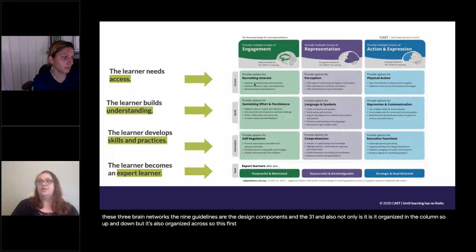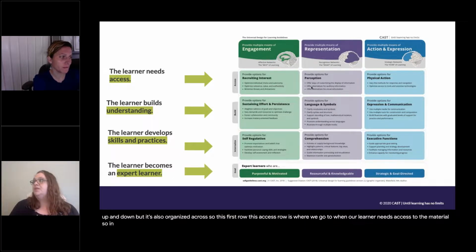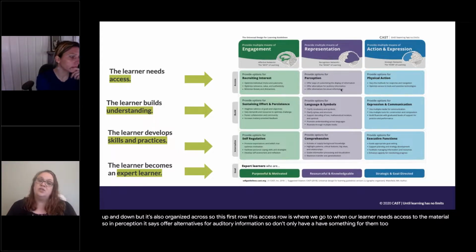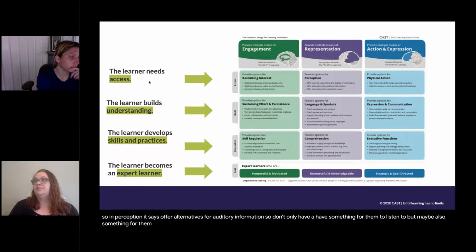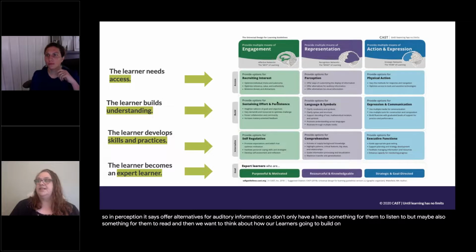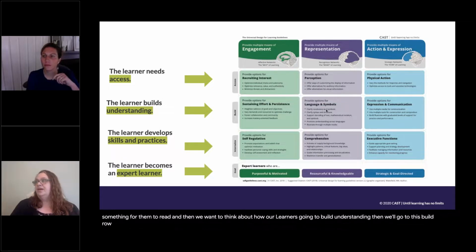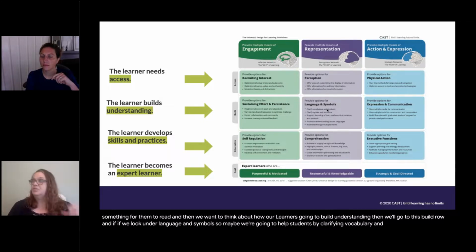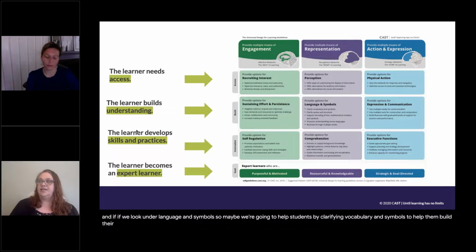This first row, the access row, is where we go when our learner needs access to the material. So in perception, it says offer alternatives for auditory information. Don't only have something for them to listen to, but maybe also something for them to read. And when we want to think about how our learners are going to build understanding, we'll go to this build row. Under language and symbols, maybe we're going to help students by clarifying vocabulary and symbols to help them build their understanding.